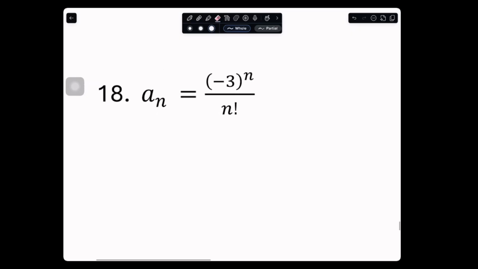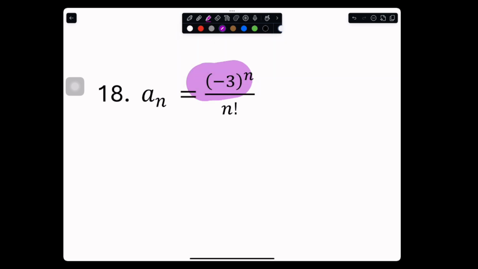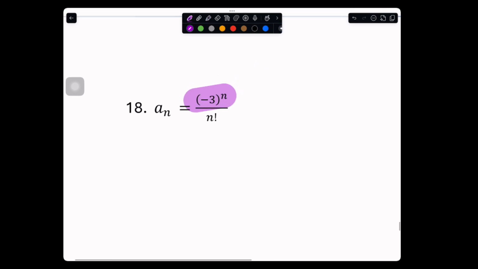And notice that we have here negative 3 to the nth power. So this numerator is what we describe as an alternating mechanism. What I described as that.